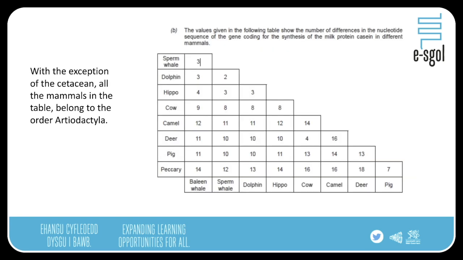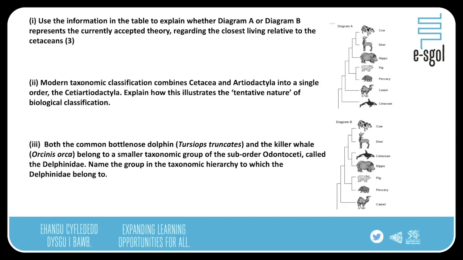Our next question shows a table, with values showing the number of differences in the nucleotide sequence of the genes coding for the synthesis of the milk protein casein in different mammals. We need this information and the phylogenetic trees to answer the following questions.